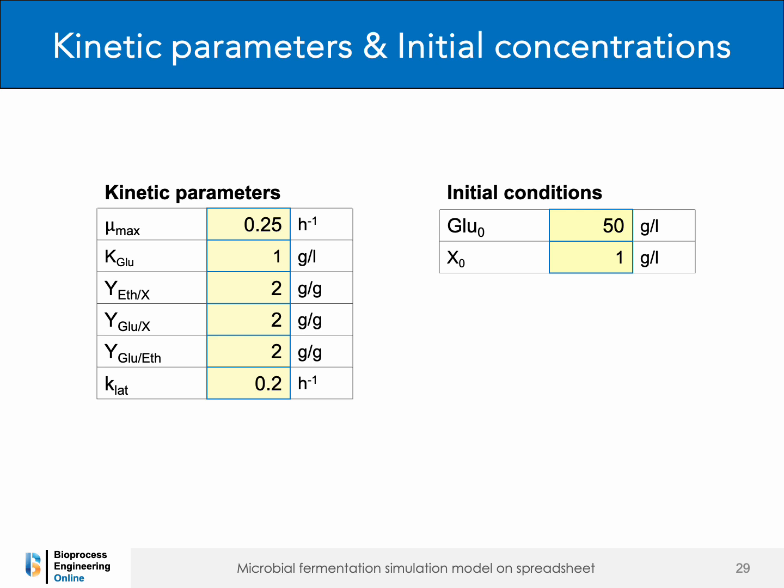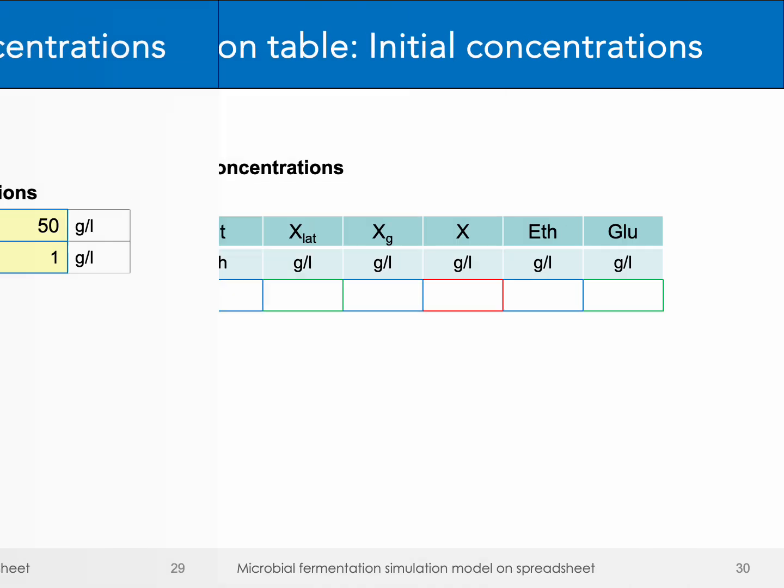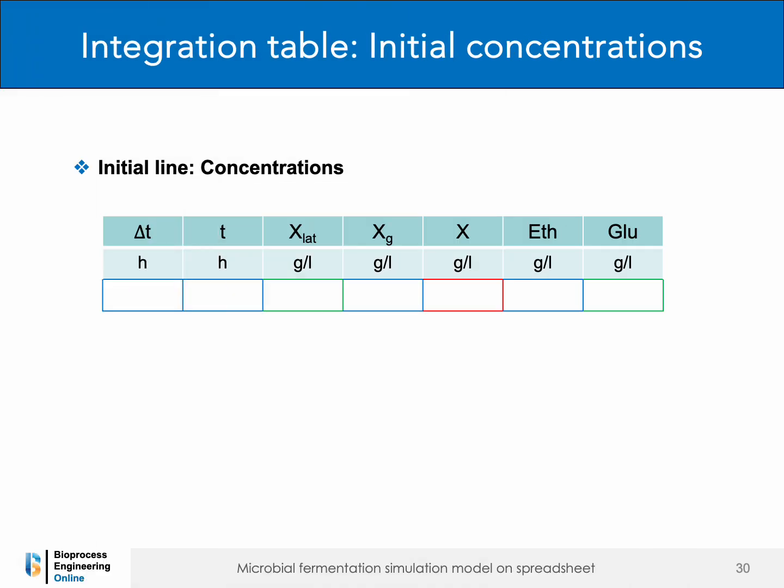In the initial conditions section, you enter the initial glucose concentration of 50 grams per liter and the initial yeast biomass concentration of 1 gram per liter. The differential equations integration is carried out in the numerical integration table that calculates the concentrations and specific rates at increasing times. The first line of the table contains the initial concentrations of the fermentation components. It is completed in the following way.